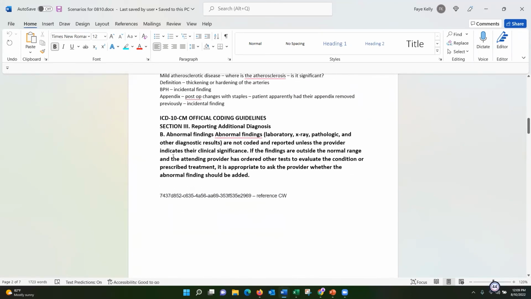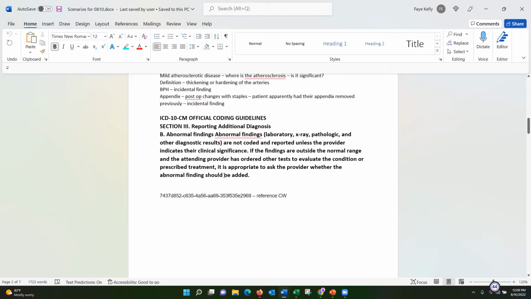And then this is the actual Section 3 of the official coding guidelines for reporting additional diagnoses. They're not coded and reported unless the provider indicates their clinical significance. If the findings are outside the normal range, and the attending provider has ordered other tests to evaluate the condition or prescribe treatment, it would be appropriate to ask the provider whether the abnormal findings should be added.